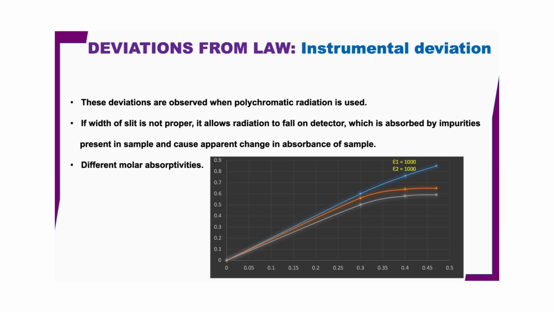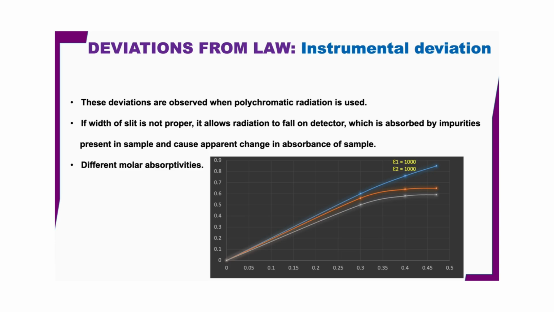But on the other hand, there are certain absorption bands in the UV visible region and many in the IR region also, which are narrow, and they deviate from the Beer's law, which is commonly observed. To avoid such deviations, it is best to select a wavelength band near the wavelength of maximum absorption, or the lambda max that we say. We also observe the deviation if the width of the slit is not proper, because in that case radiation falls on the detector which is also absorbed by the impurities present in the sample, and that will actually change the absorbance of the sample. My results will be having an error.